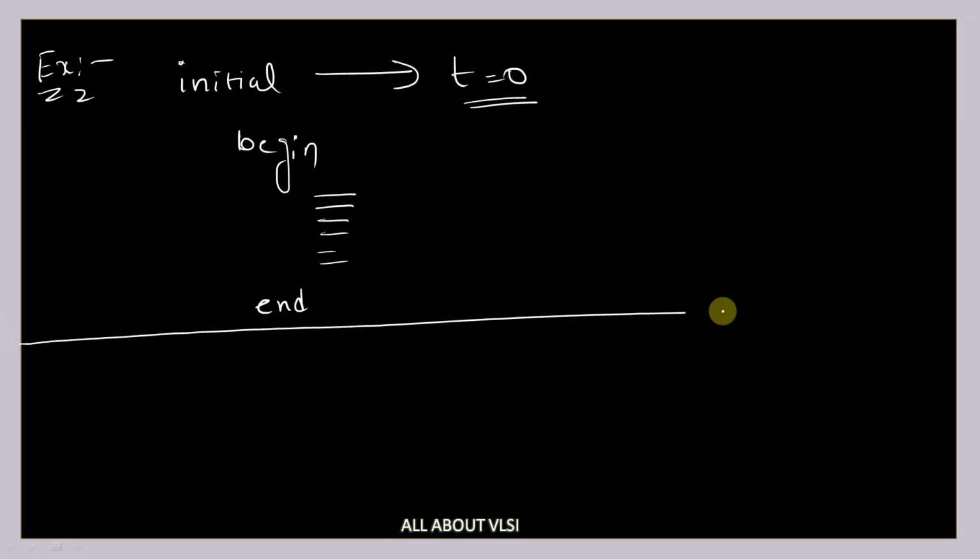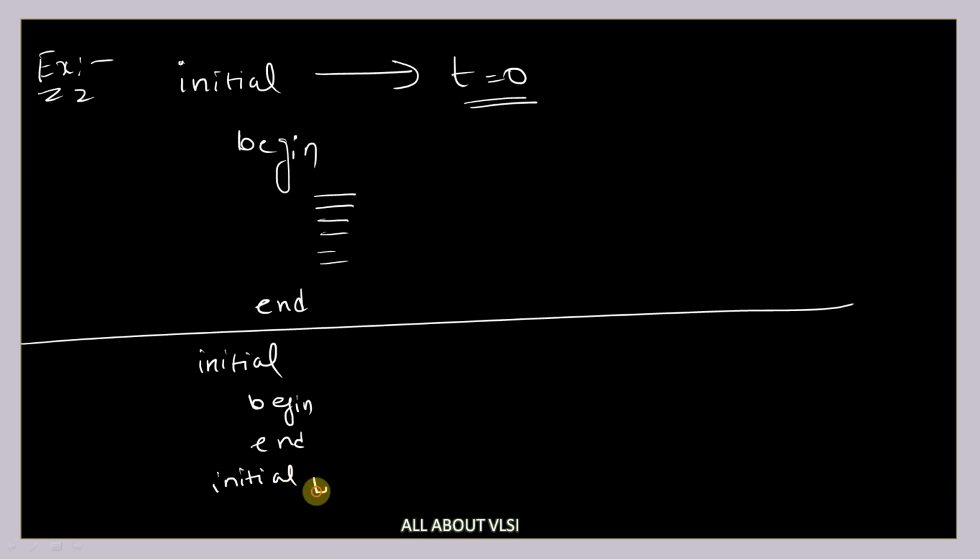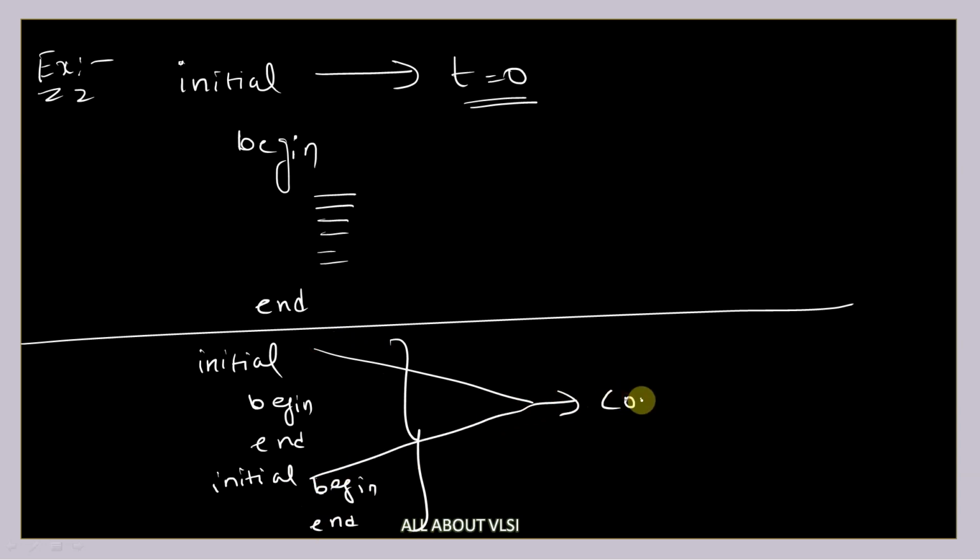Now, if we have multiple initial blocks like this, initial, beginning, initial, beginning, like this, with multiple lines of code written, then these two initial blocks will be running concurrently. That is, they are going to run parallelly. So these two initial blocks are going to run concurrently.